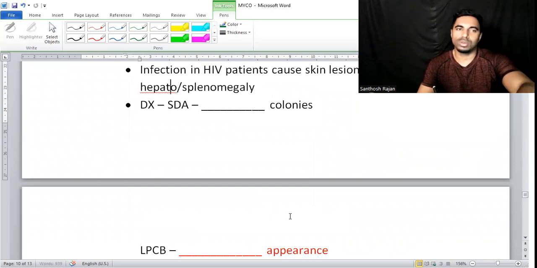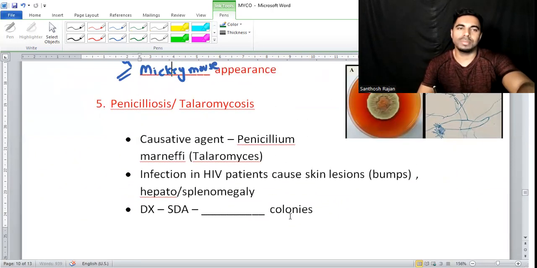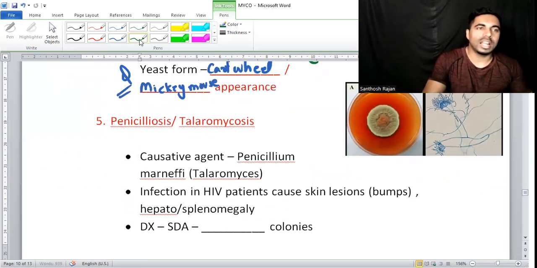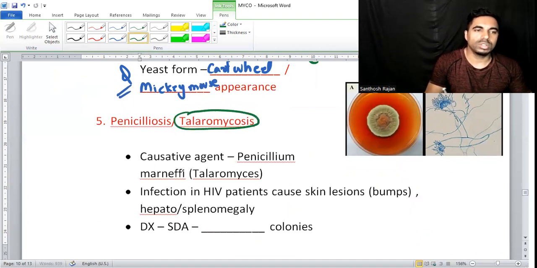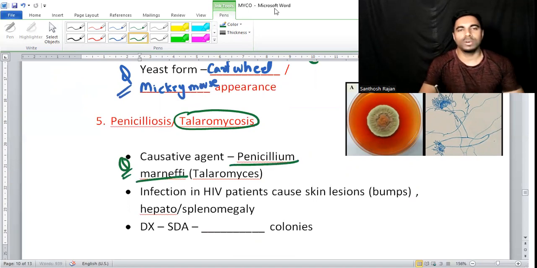Penicilliosis or talaromycosis. Sometimes in exams, instead of penicilliosis, they give you talaromycosis only. So for talaromycosis, the causative agent is Penicillium marneffei. Infection in an HIV patient causes skin lesions, like bumps, and also hepatosplenomegaly. This is common in HIV patients.